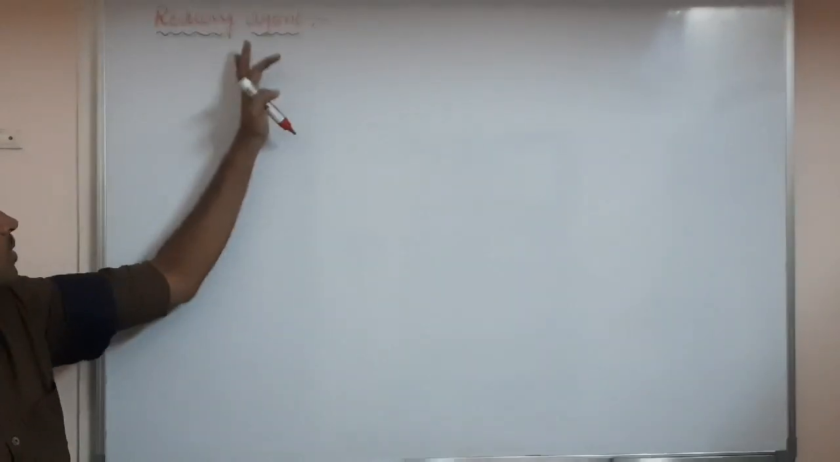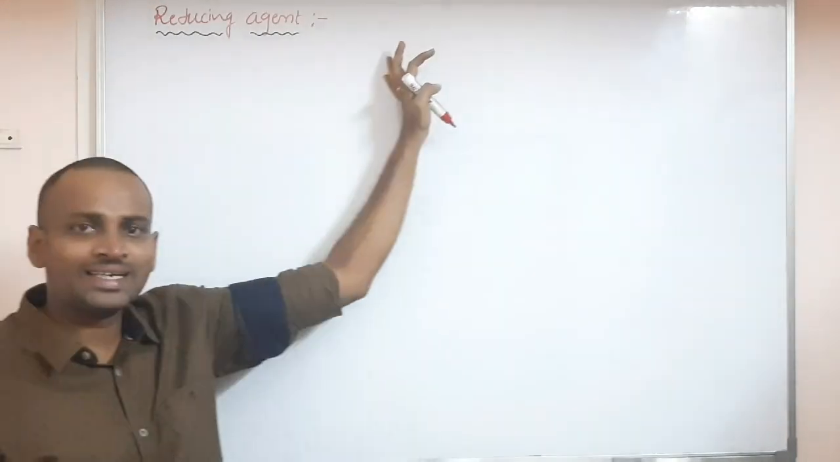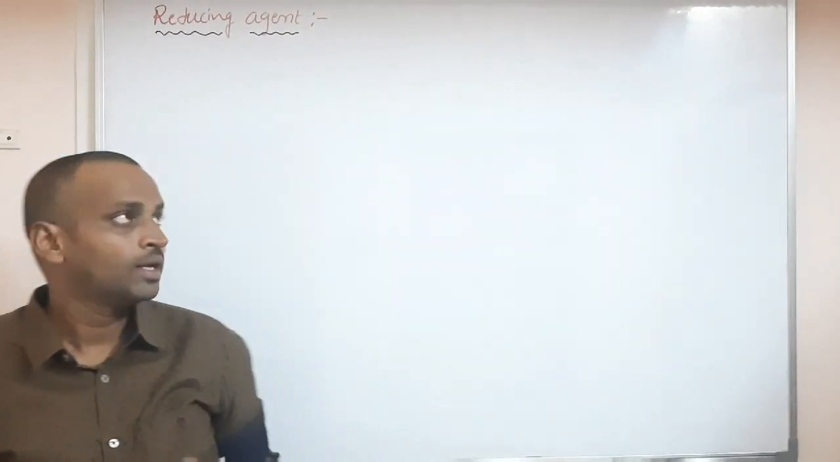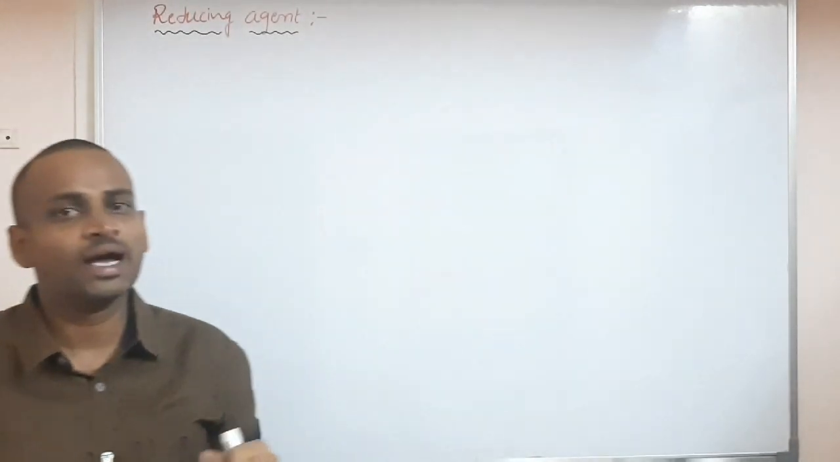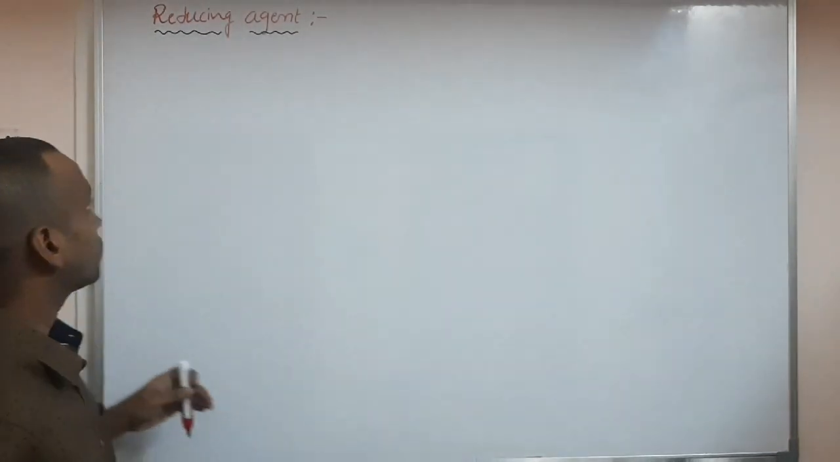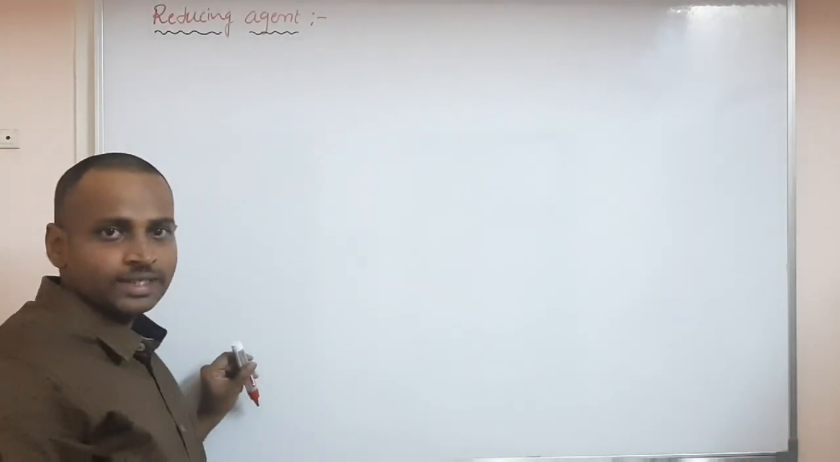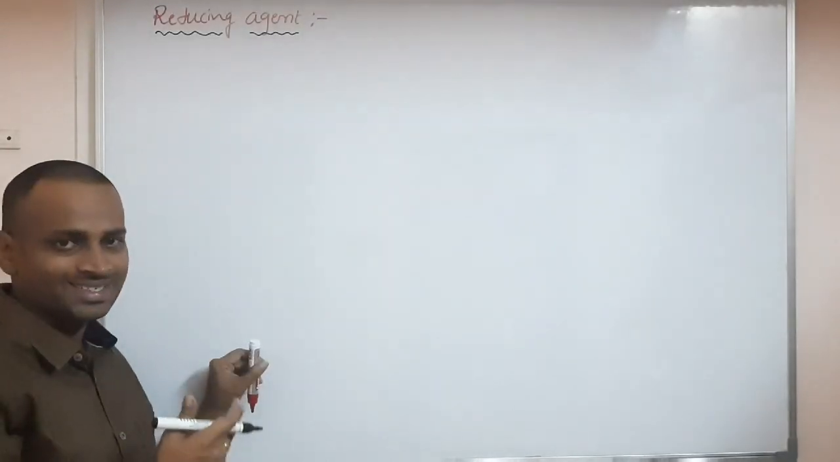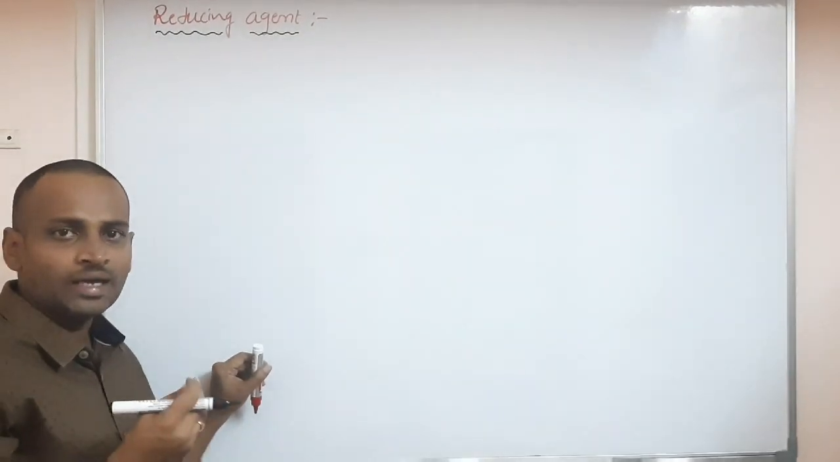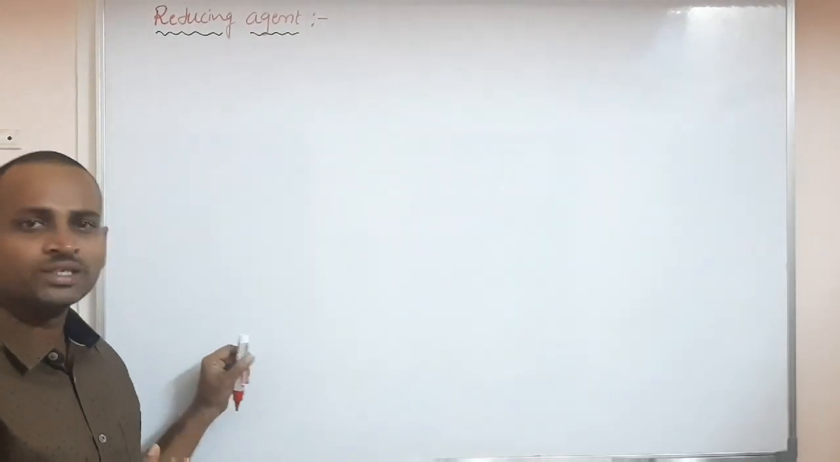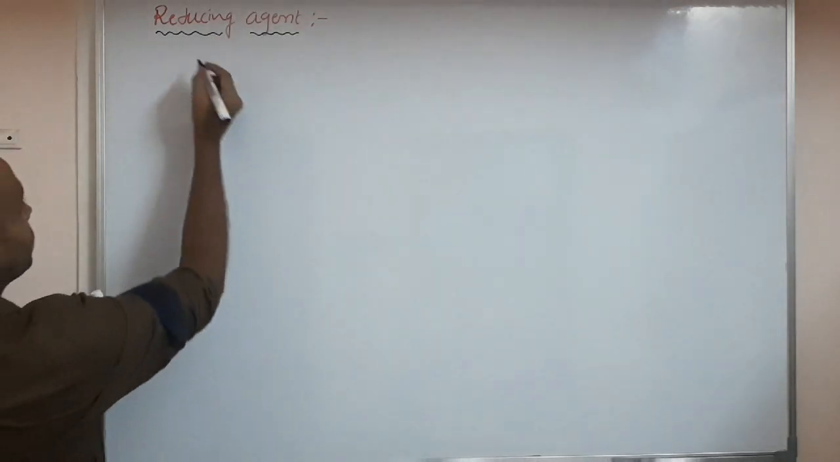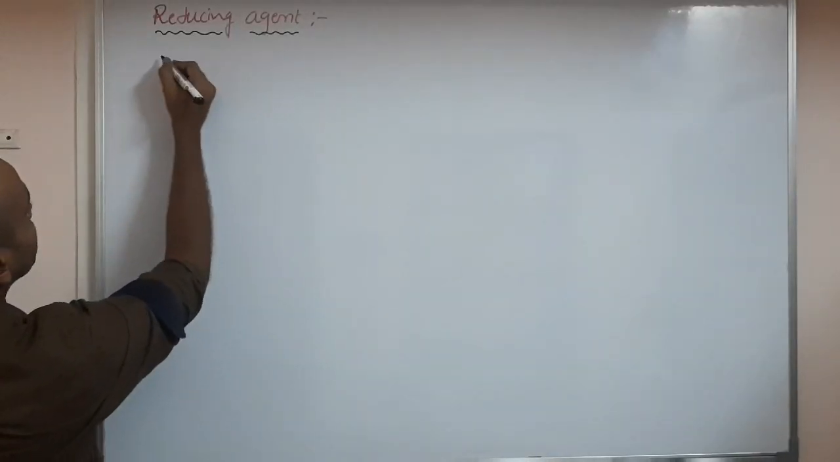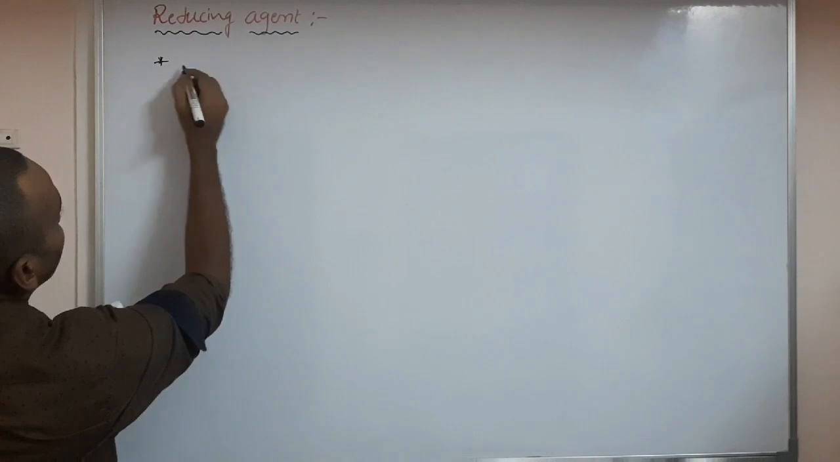Now we will discuss reducing agent and oxidizing agent. Previously we discussed balancing of redox reactions by the ion electron method. Now this is the most important thing. In many chapters, like electrochemistry and others, we use reducing agent and oxidizing agent. So it is very important. What is a reducing agent? You must have a clear idea.